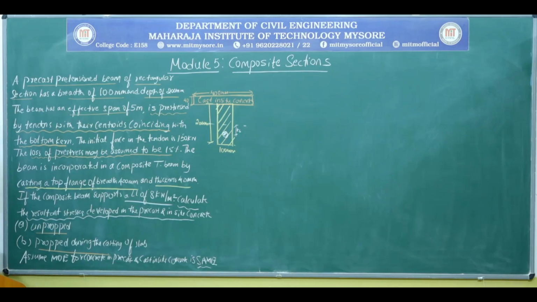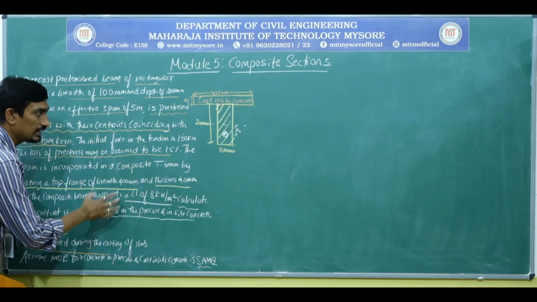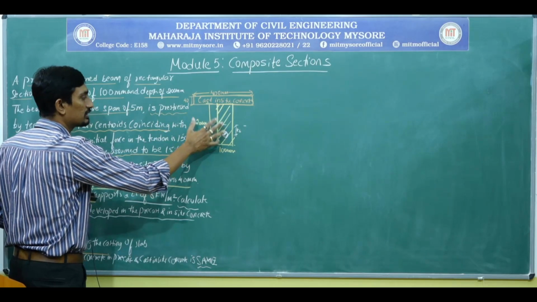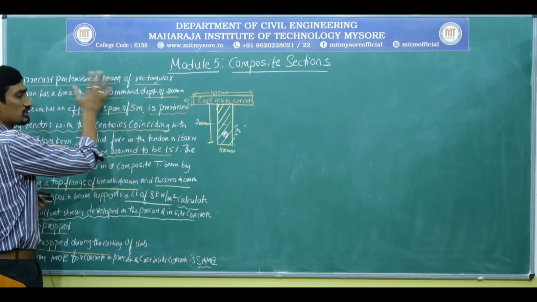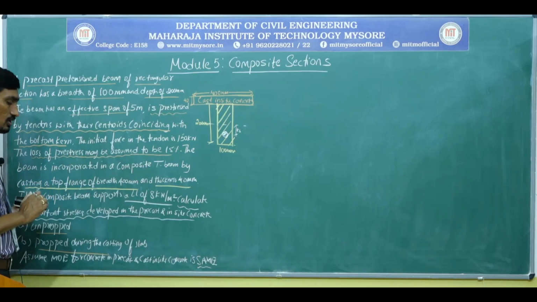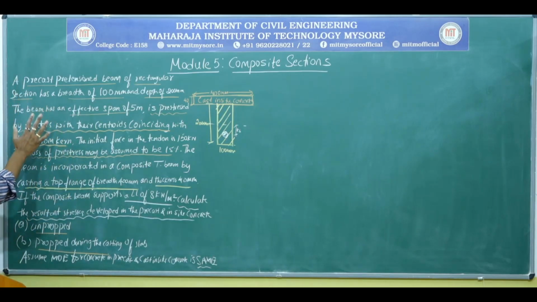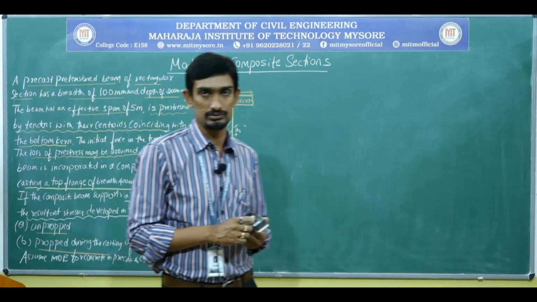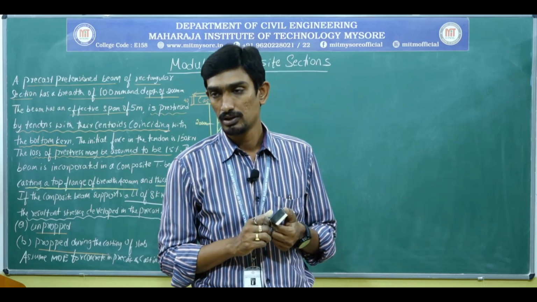So this we will discuss later. 8 kilonewton per meter square. Now we need to calculate the resultant stresses with respect to these specifications, and the conditions are unpropped construction and propped construction. This is the problem.